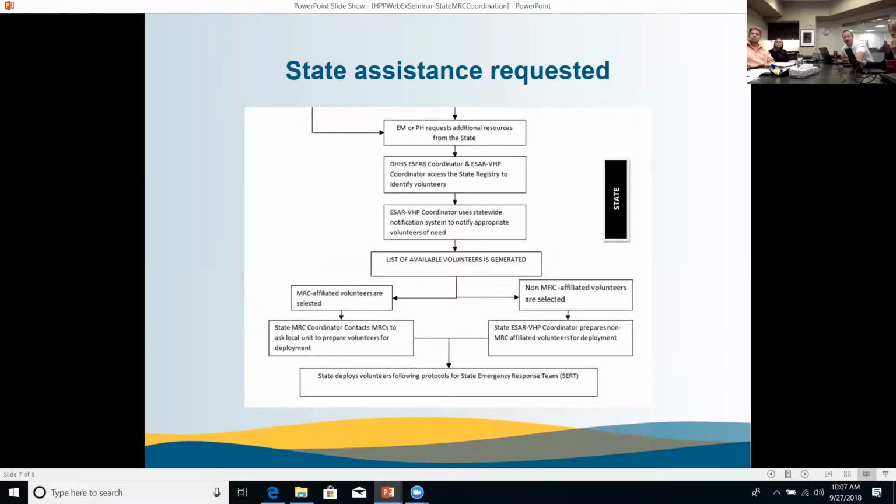Again, this is after those local and regional resources have been exhausted. The emergency manager or public health department would request additional resources, and those requests then go through the ESF 8 coordinator.